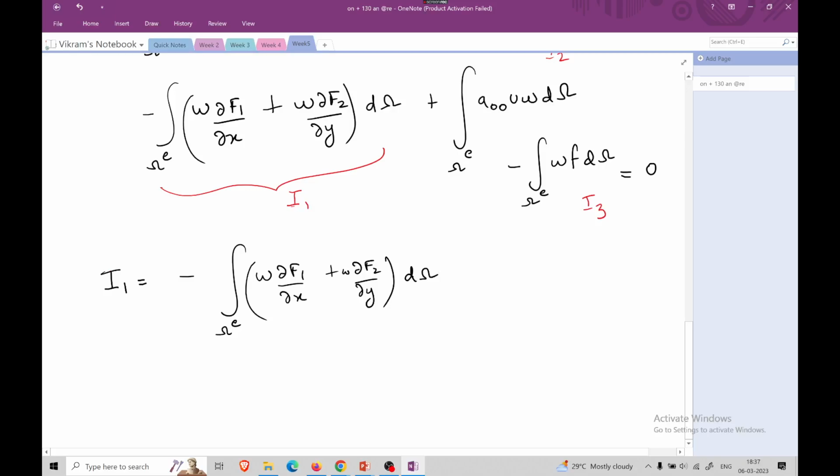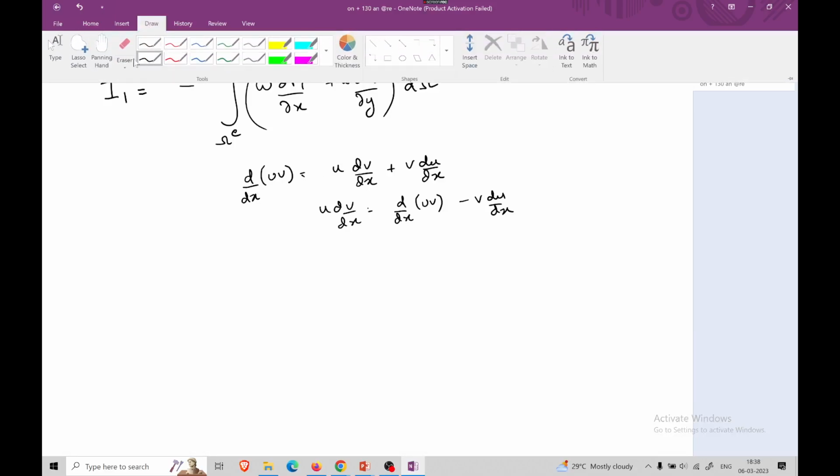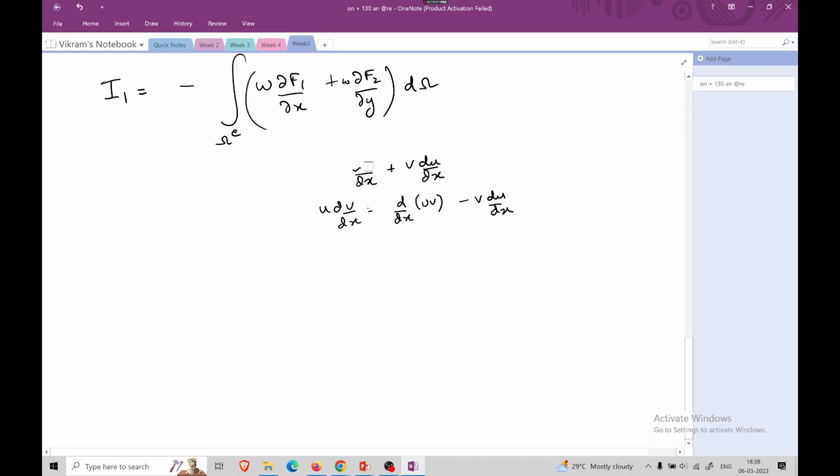So for each term now we are going to use integration by parts. You can say that d by dx of, let us say, uv is equal to u dv plus v du by dx. With this, u dv by dx is equal to d by dx of uv minus v du by dx. So this is the integration by parts, which means that we are just using the chain rule, and now we take one side. I'll erase this.